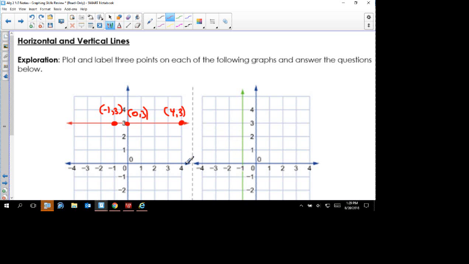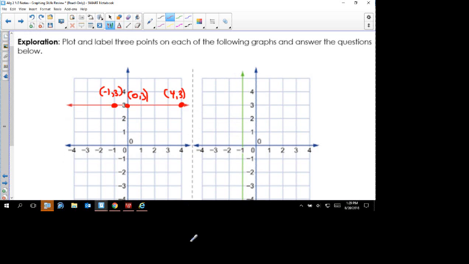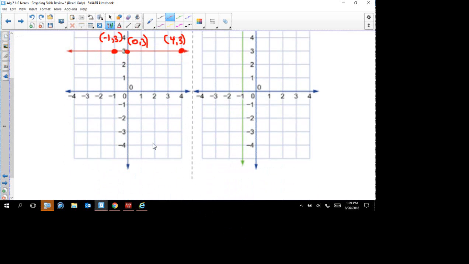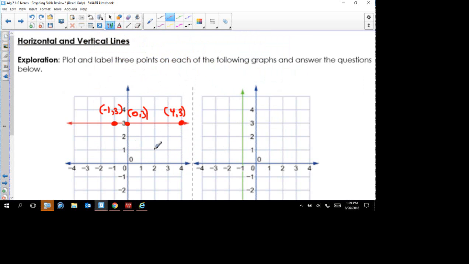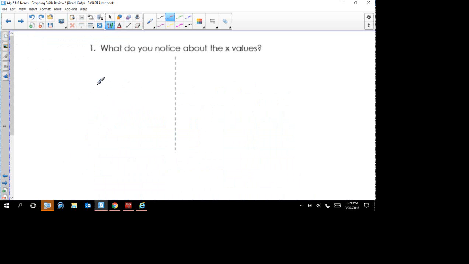And then we're going to answer the questions underneath. Straight underneath this, you're going to see this dotted line. It's dividing it up because you're going to answer the same question for both graphs. So right underneath it, in this space, what do you notice about the x values of the one that we just did? Do they have anything in common? They're all different.